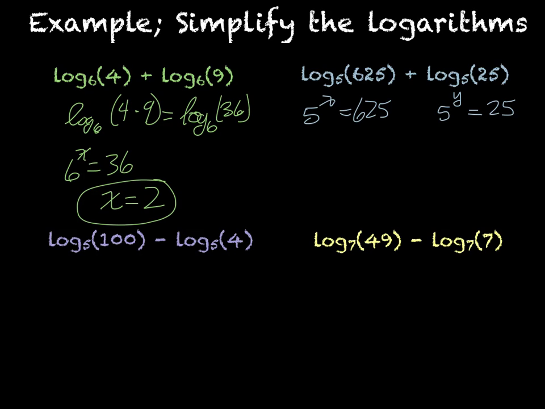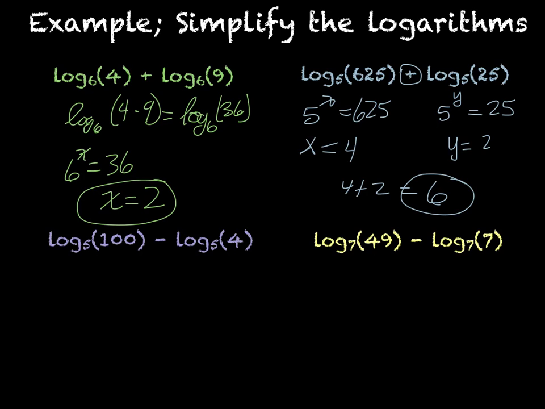Well, I know 5 squared gives me 25, so y must equal 2. And 5 to what power gives me 625? Well, 5 squared is 25, 5 cubed is 125, 5 to the 4th is 625, so x must equal 4. So now I just have to add them together. 4 plus 2 is 6, so my final answer is 6.